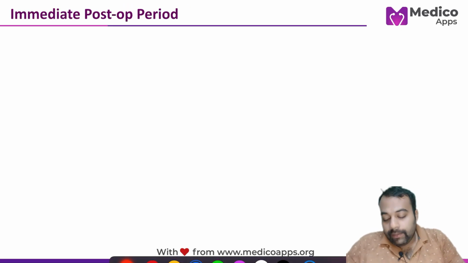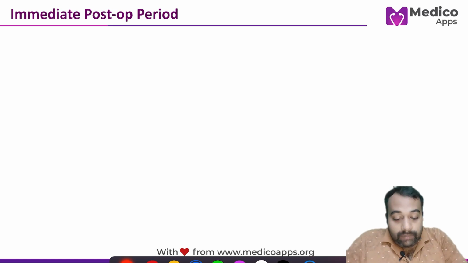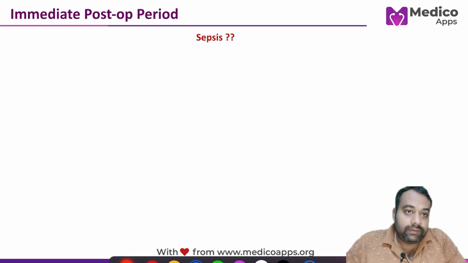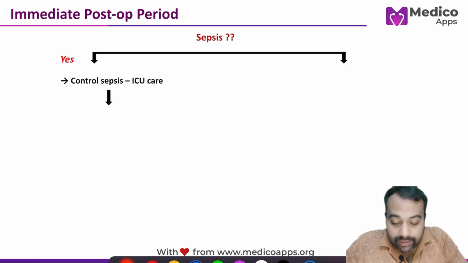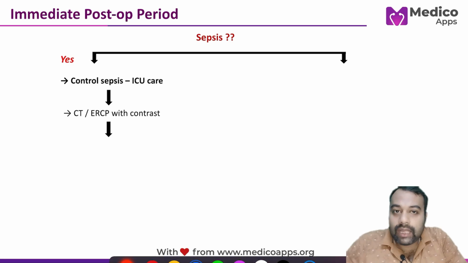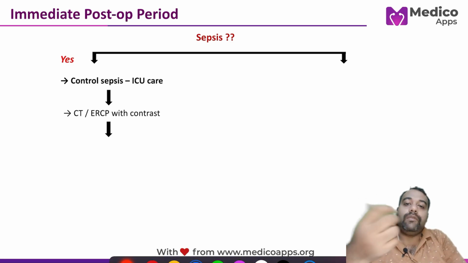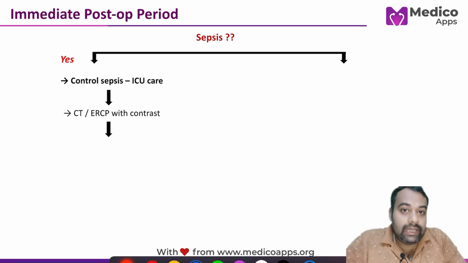Okay. Now, regarding your immediate post-operative period, the first thing we need to take care of is whether the patient has already developed sepsis or not. If yes, your main idea is going to be the control of the sepsis. So in that case, you have to put the patient in the ICU. Now, your next aim would be to localize the area of injury.